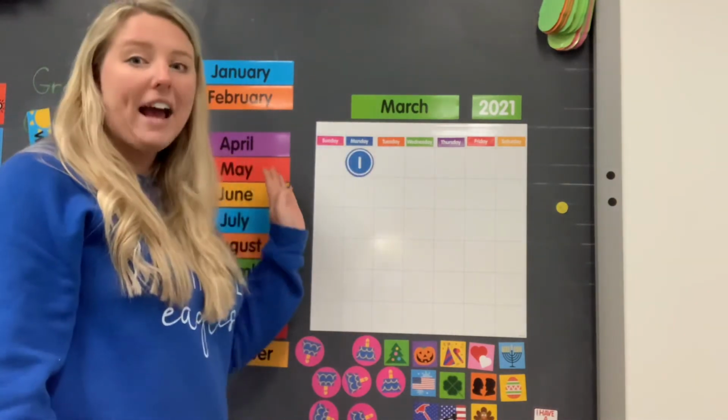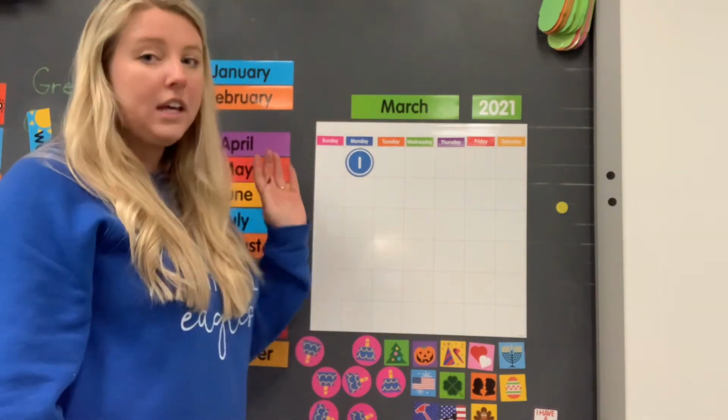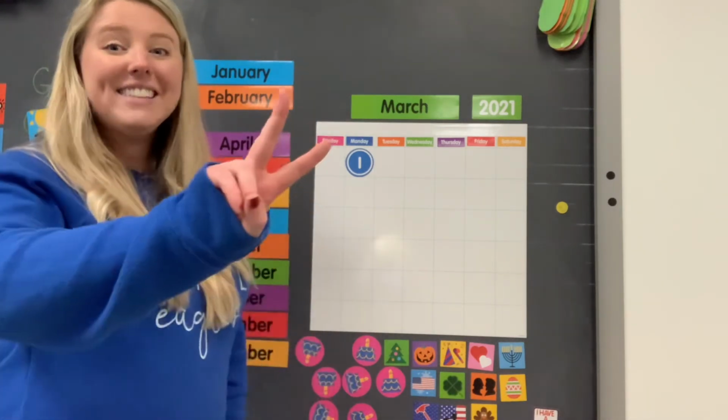All right, so if we went backwards, yesterday was February 28th, okay? So it was still last month yesterday, on Sunday, okay? So now it's March the 1st. Now go forward, what would tomorrow be? March the 2nd. Good job.